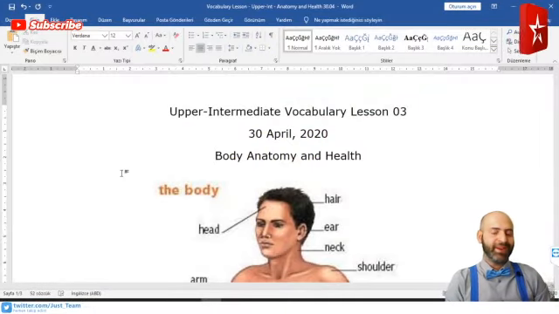Hello guys, my name is Lasha and today I will be teaching you a vocabulary lesson for upper intermediate level, and our topic for the lesson is body anatomy and health.